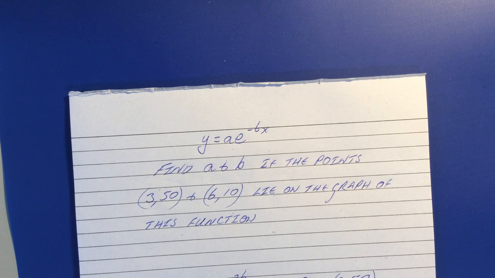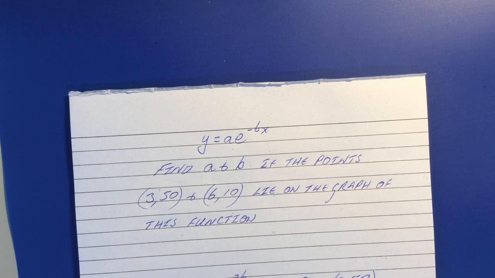And today we have an interesting problem. Y equals a e to the negative bx. We're tasked with finding a and b, and we're given these two points, (3, 50) and (6, 10), and told that they lie on the graph of this function.